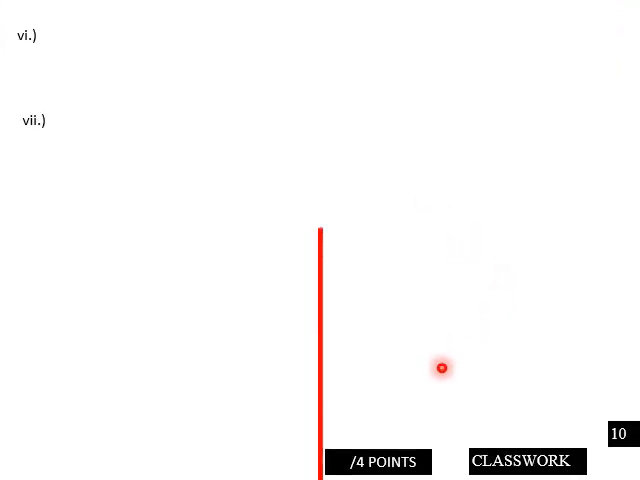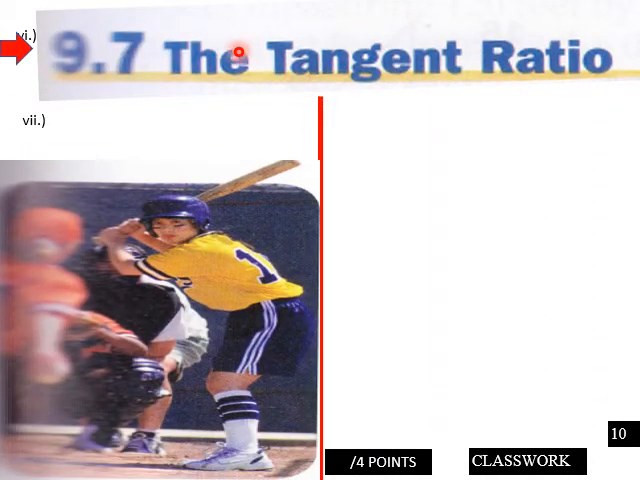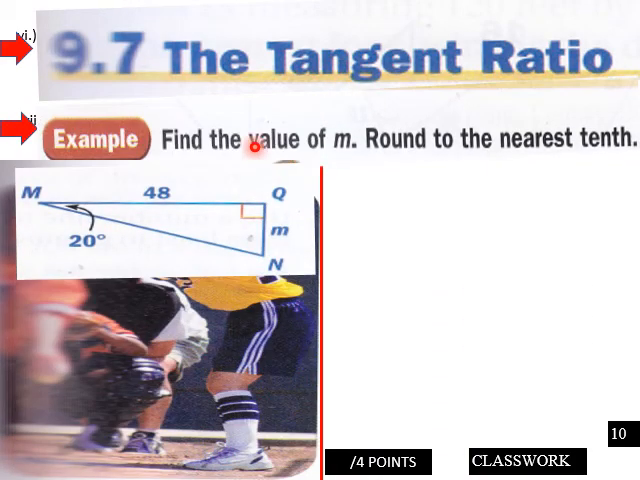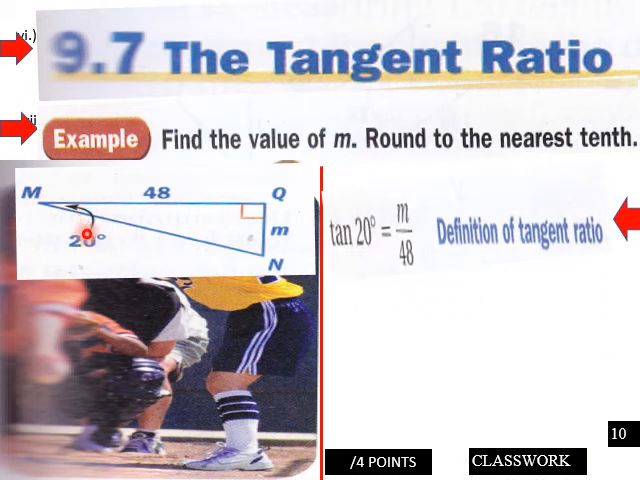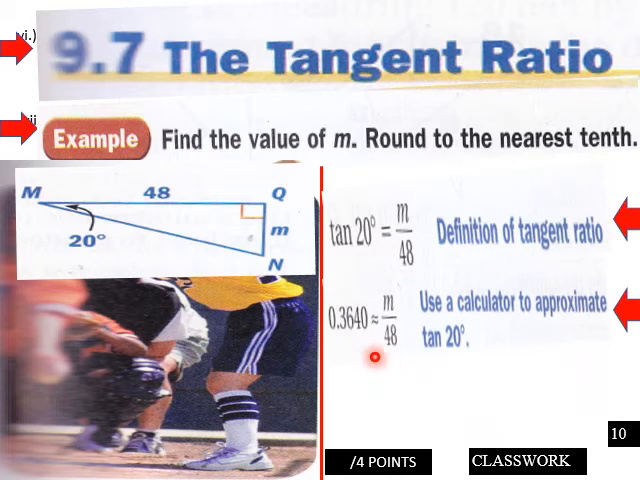Okay, let's move on to our next section here, which is 9.7, the tangent ratio. Find the value of m. We need to find this length here of m. We know this angle measure is 20 degrees, so we can use our tan ratio from our 20 degree angle. So tan 20 would equal m, so it'd be opposite over adjacent, the tan ratio. So m over 48, definition of a tangent ratio.